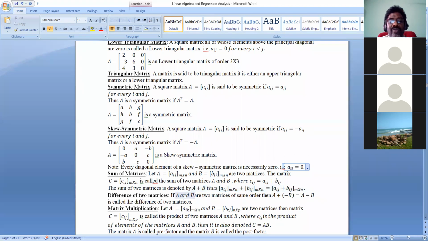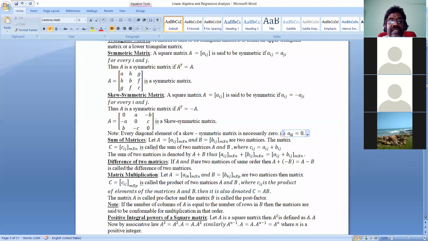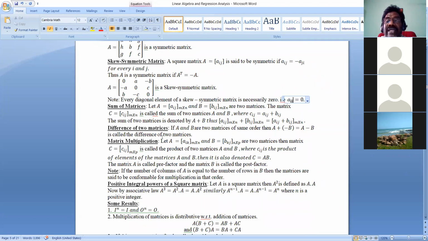This is already known to you. This is for reference only, or remembrance only. Next, the difference of two matrices is defined as the sum with the negative of the other matrix. If A and B are two matrices of the same order, then the difference of two matrices is not directly defined. First of all, multiplying one matrix with the negative sign and summing the two, we get the difference. That is, A plus minus B is equal to A minus B, which is called the difference of the two matrices A and B.